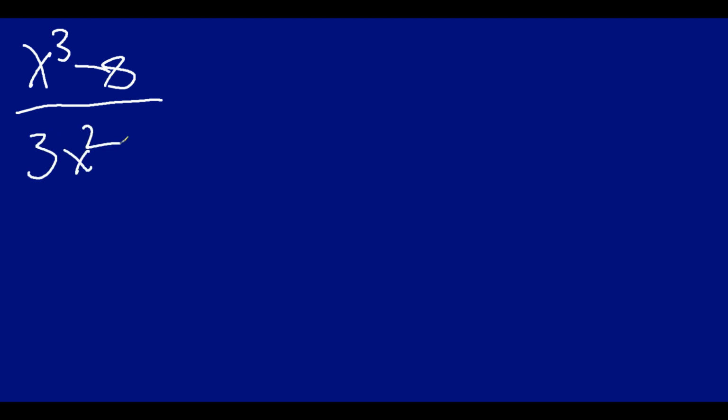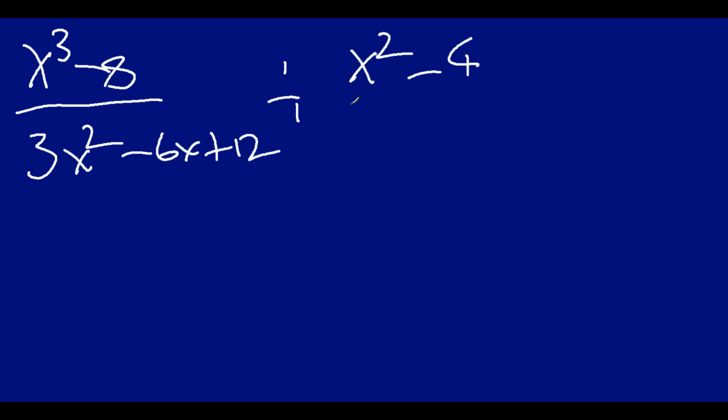We're going to have the example x to the third minus 8 over the quantity 3x squared minus 6x plus 12, divided by x squared minus 4 over 6. This is what we're working with.